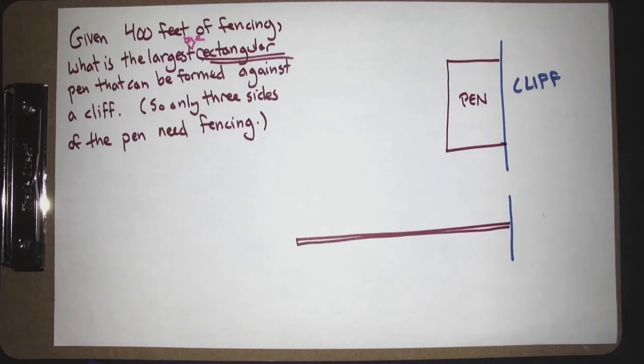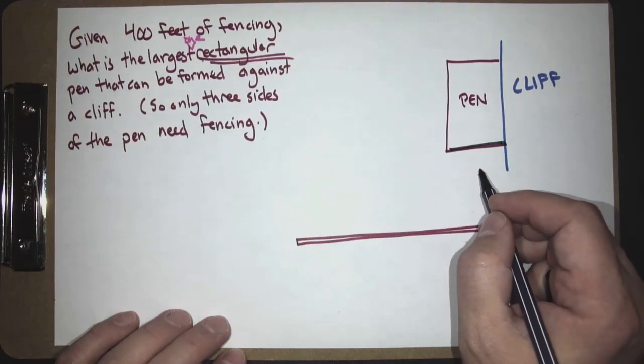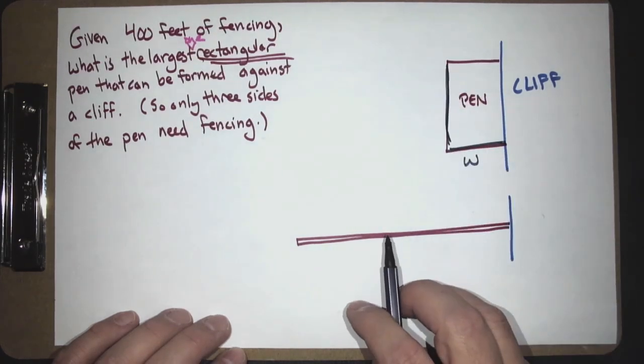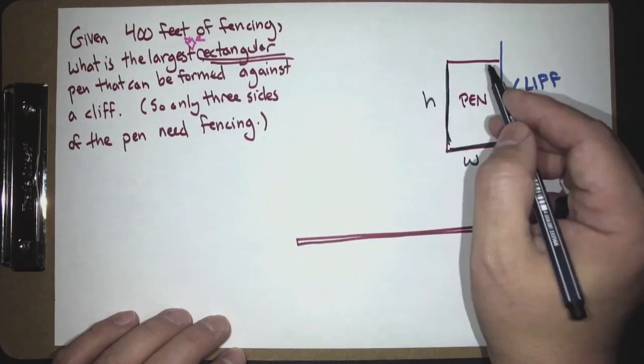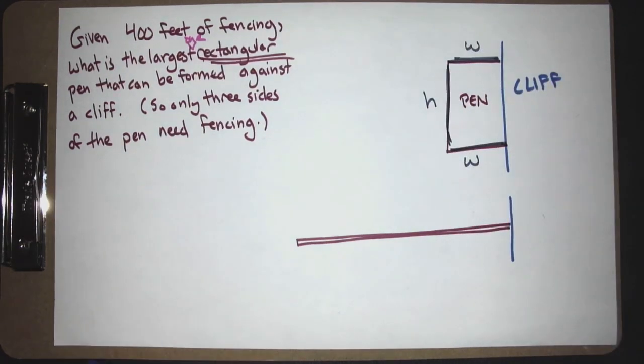Okay. So, we should label stuff. What would be some useful things to label? The 3 sides. Okay, we should probably label the 3 sides. So, let's label this side. How long is this side? W. How long is this side? H. How long is this side? W again. We're going to take advantage of the fact that it's a rectangle.